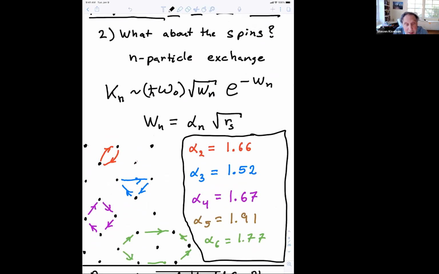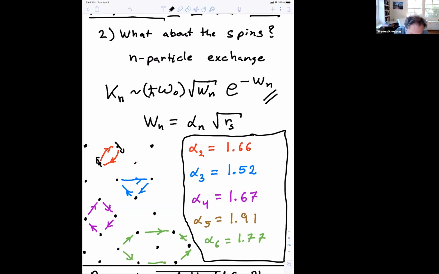Here on the left-hand side of my screen is a sketch of a Wigner crystal. And I've shown several possible exchange processes. Here in red is a 2-particle exchange in which this particle interchanges with that particle, thereby generating an effective interaction between the spins on these 2 sites. Calculating these things is a little bit complicated because, as you can imagine, the exchange amplitude depends exponentially on the classical action. And so one wants to get the lowest possible classical action.